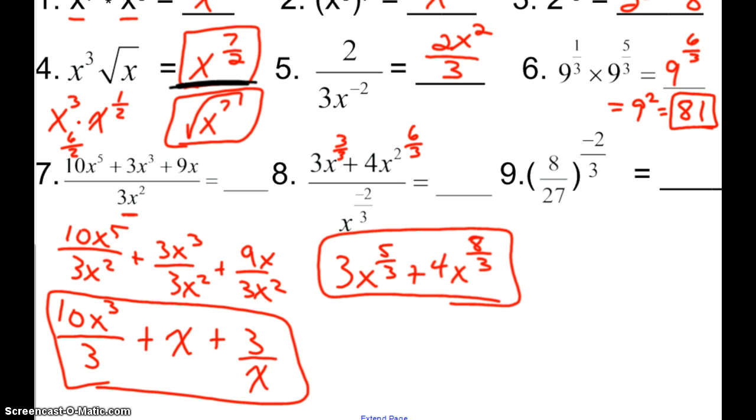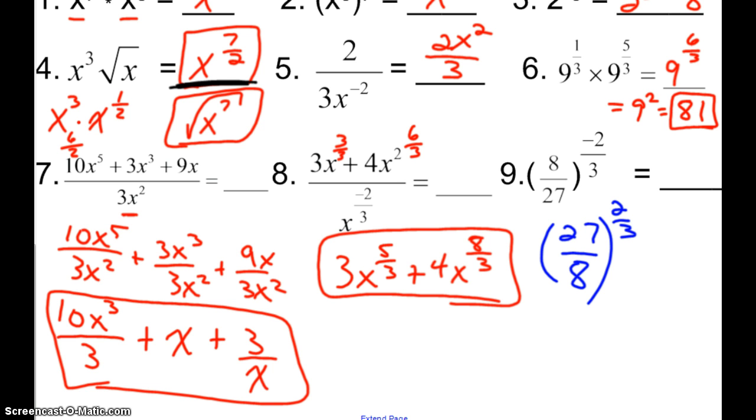Finally, our last one has fractional exponents as well as negative exponents, and you can decide which order you would like to do those in. If I want to think of the negative exponent first and I want to deal with that part, I can look at it as 27/8 to the 2/3 power. Remember, the third means it's the cube root. The 2 means that each of them are squared.